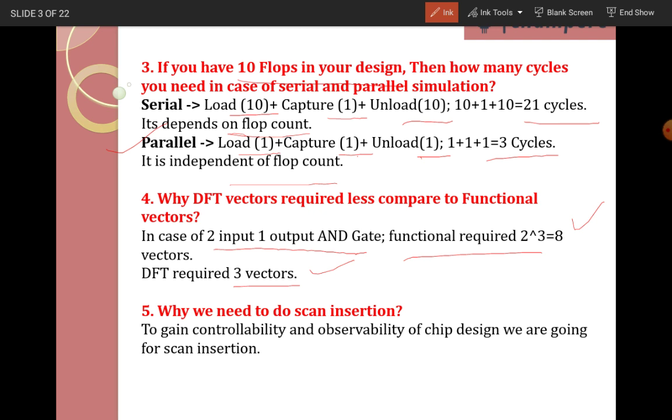And why do we need to do scan insertion? What is the benefit of scan insertion? Why do we need it?